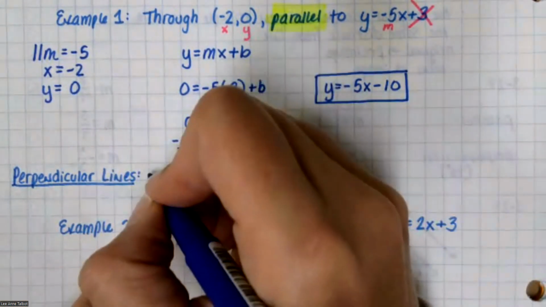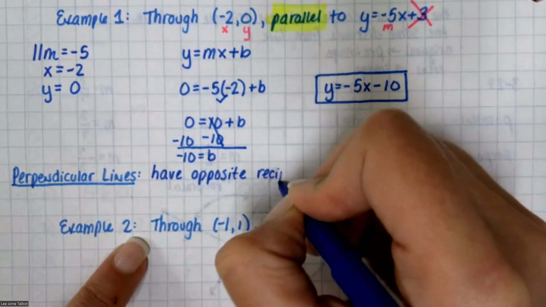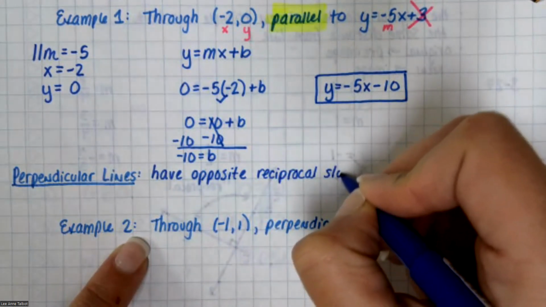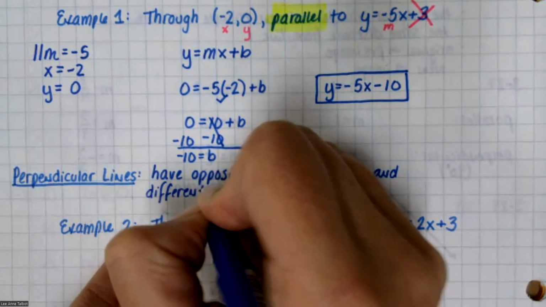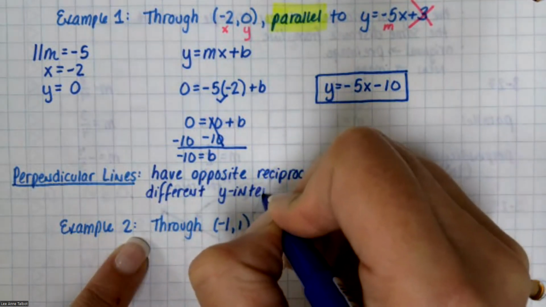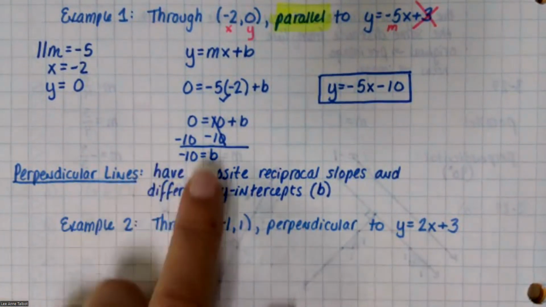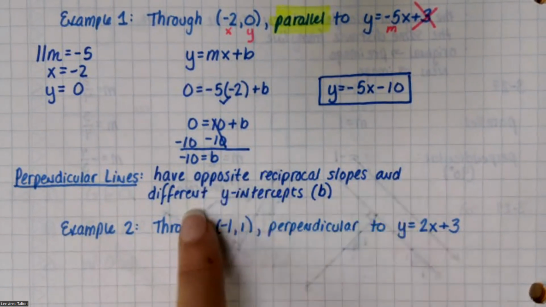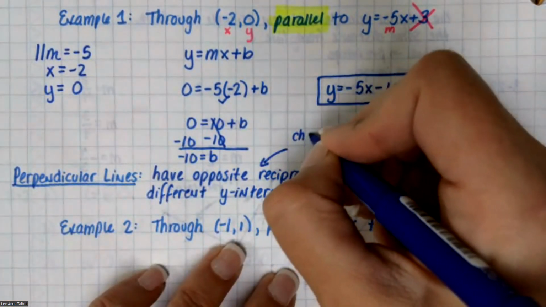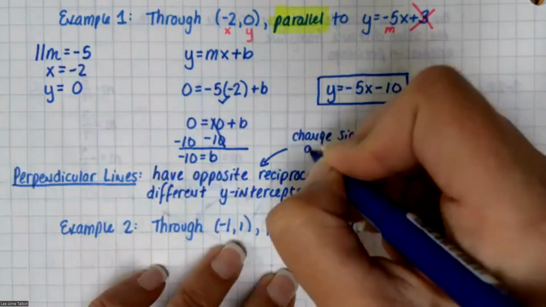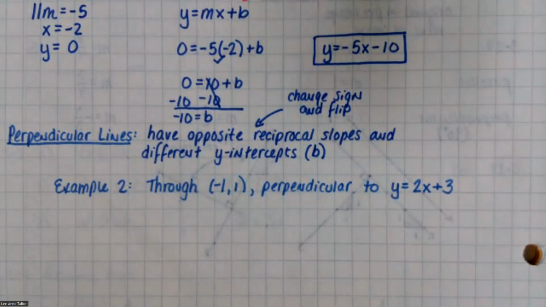Okay, so let's write our definition. Perpendicular lines have opposite reciprocal slopes and different y-intercepts. And if you need to, if this helps you, you can write yourself a little bit of directions. Opposite reciprocal means change the sign and flip.